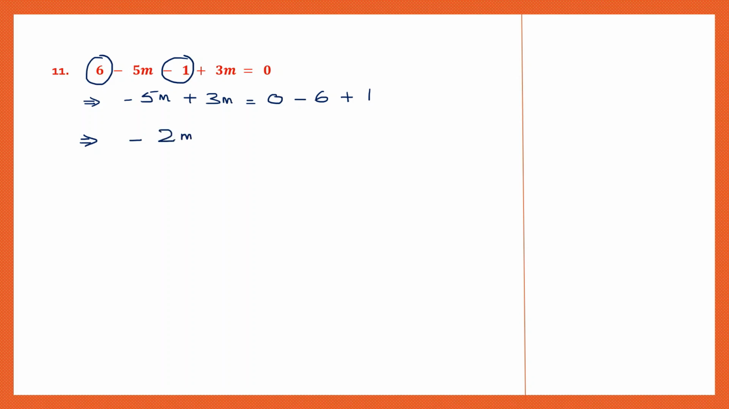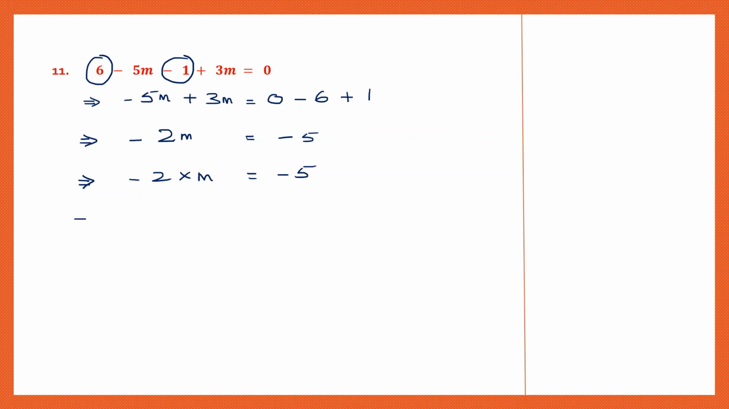So we have minus 2m equals, here we have again the number 0, minus 6 plus 1. So we look at minus 6 plus 1. Signs are different. So put the sign of the bigger number and subtract. 6 minus 1 is 5. So here we have minus 2m, that means minus 2 into m equals minus 5.